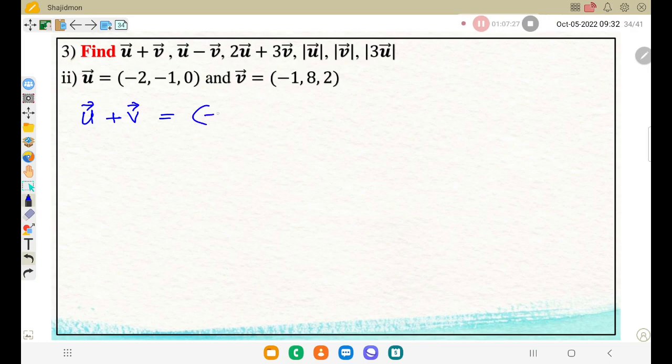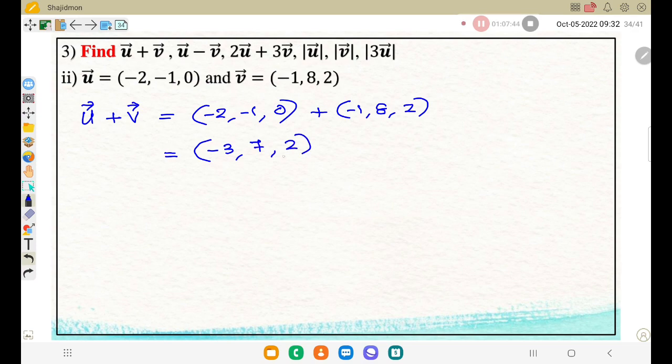What is vector u? (-2, -1, 0) plus (-1, 8, 2). So add the numbers first. Minus 2 plus minus 1, minus 3. Minus 1 plus 8, 7. 0 plus 2, that is 2. Correct?